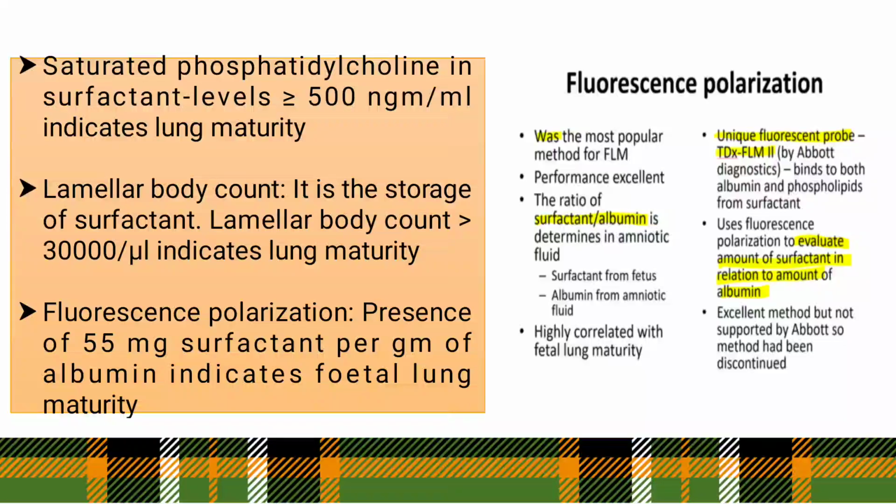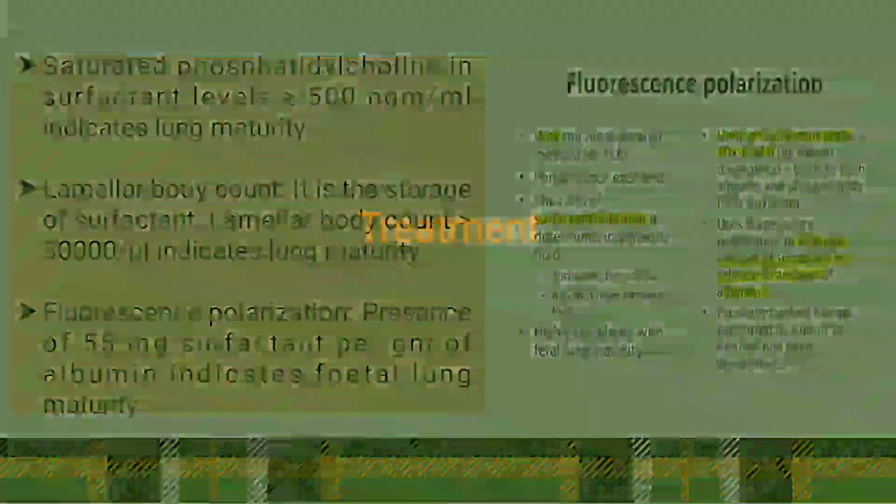It is a very popular method. The ratio of surfactant to albumin is determined in the amniotic fluid. A unique fluorescent probe binds to both albumin and phospholipid, so we evaluate the level of surfactant in relation to the amount of albumin. If 55 milligram of surfactant is found per gram of albumin, then it indicates that the lung is matured.